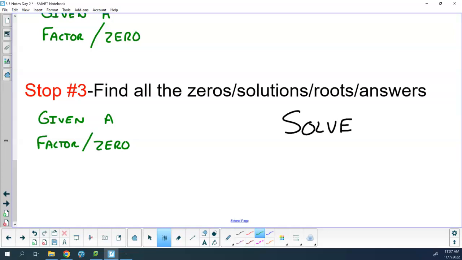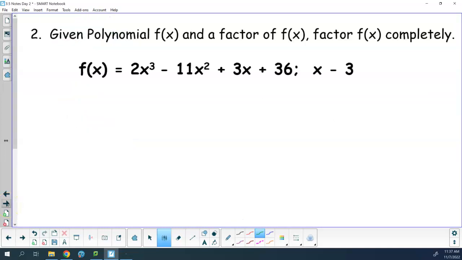Let's put this to work. Here we go. Given the polynomial f of x is equal to 2x cubed minus 11x squared plus 3x plus 36, and a factor of f of x. The factor is x minus 3. It says factor f of x completely. Which bus stop is this? Nope. This is the second one. It's the factor completely one.